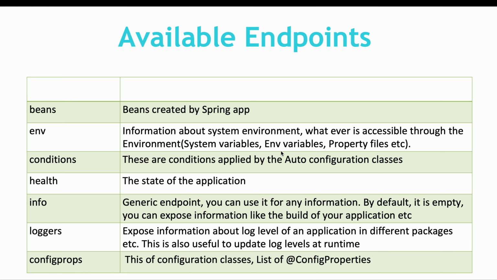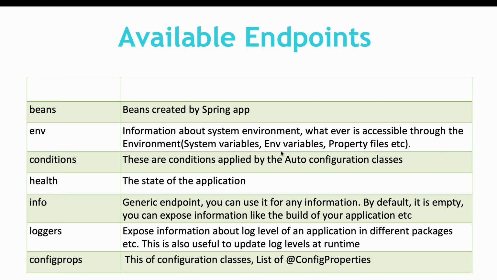So you see that you don't have to implement anything, as we have mentioned before. So what are the available endpoints that you automatically get when you put Spring Boot Actuator into the classpath? We see that we have beans, which gives you all the beans that your Spring Boot application has created. Then we have env, which gives you information about the system environment, like whatever is accessible through the environment. You talk about system variables, environment variables, property files, etc. You will access them through this env endpoint.